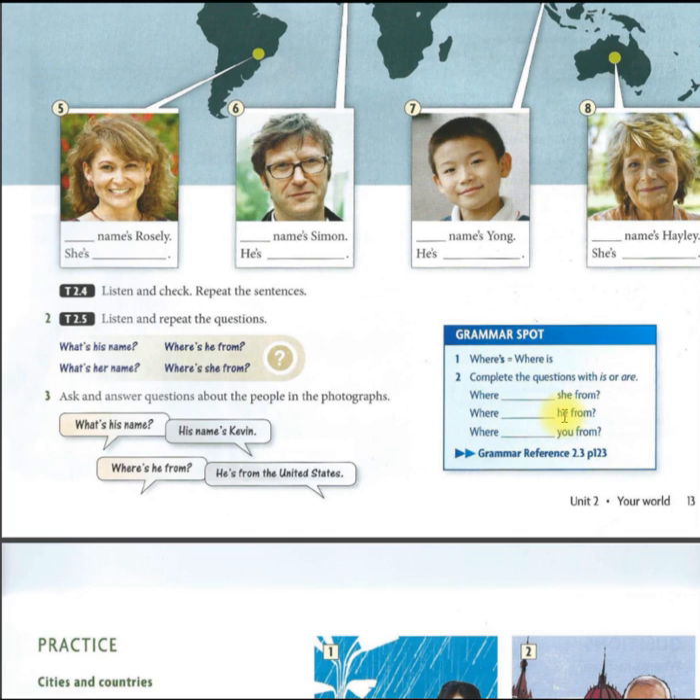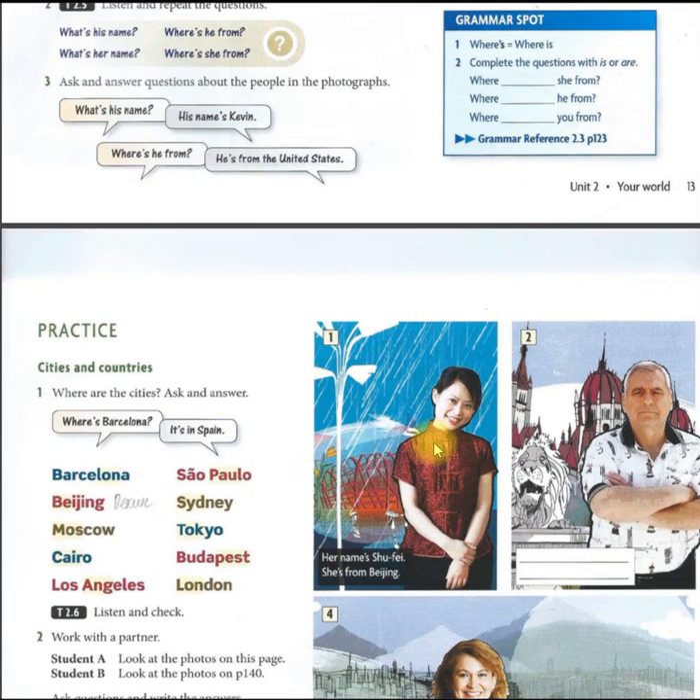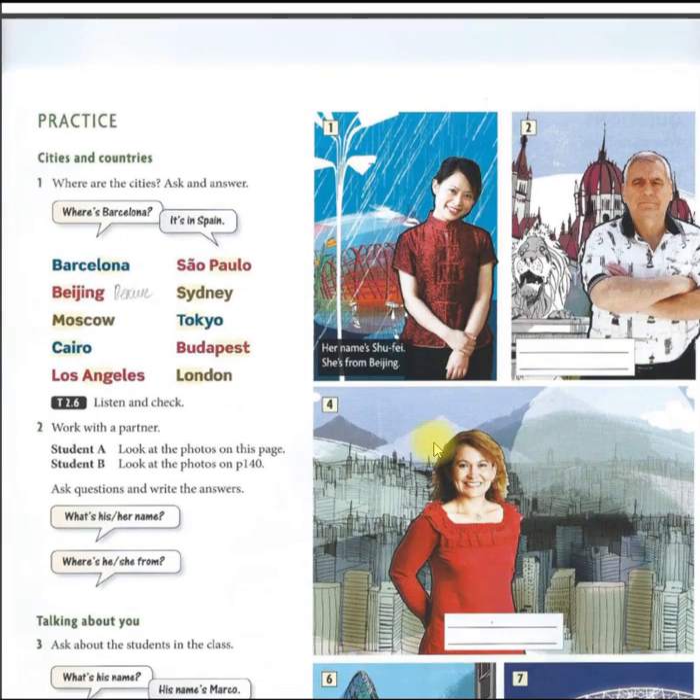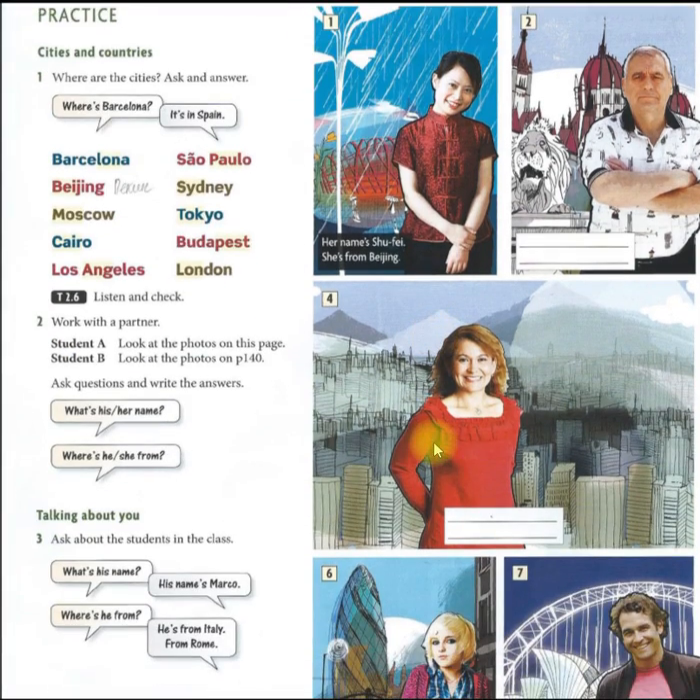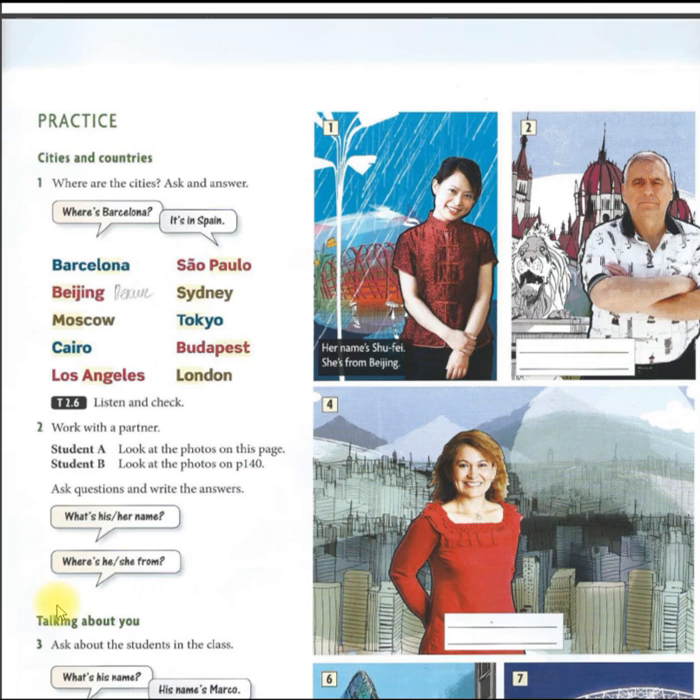Where is he from? We would say where is he from, not where are he. Where is he from, because we're talking about a singular character. And finally, where are you from? Why did we say are? Because we said that with you we use are whatever the context, even if the person is single. And we're talking about a single person. Let's come here to the next activity.